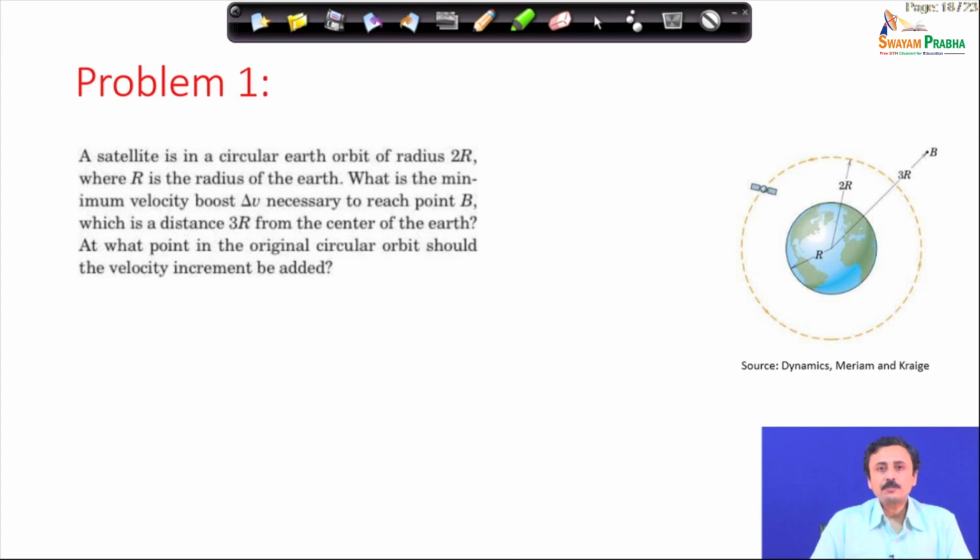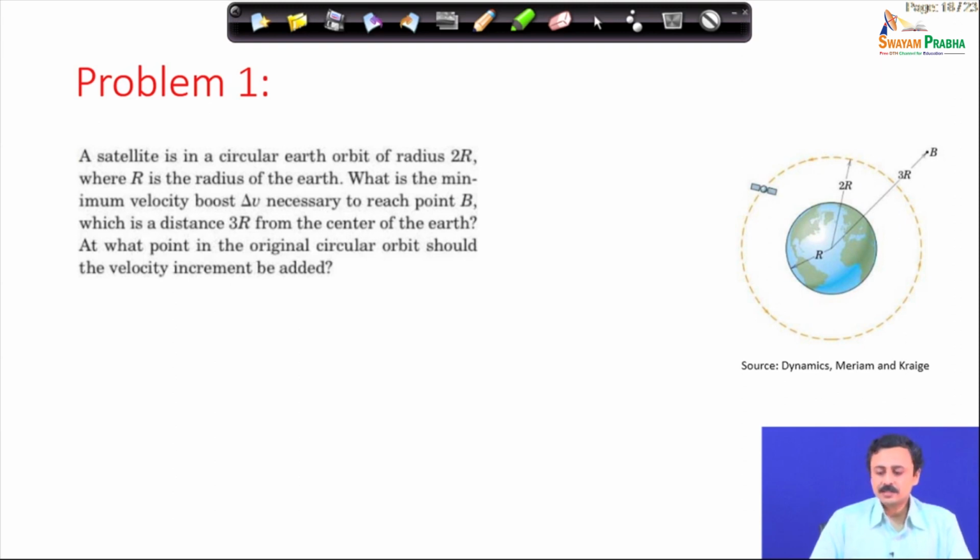We start off with this problem, which is taken from the book of Meriam and Craig. A satellite is in a circular earth orbit of radius 2r as shown, where r is the radius of the earth. What is the minimum velocity boost delta v necessary to reach point B? You can see point B has been marked, which is at a distance of 3r from the center of the earth. At what point in the original circular orbit should the velocity increment be added?